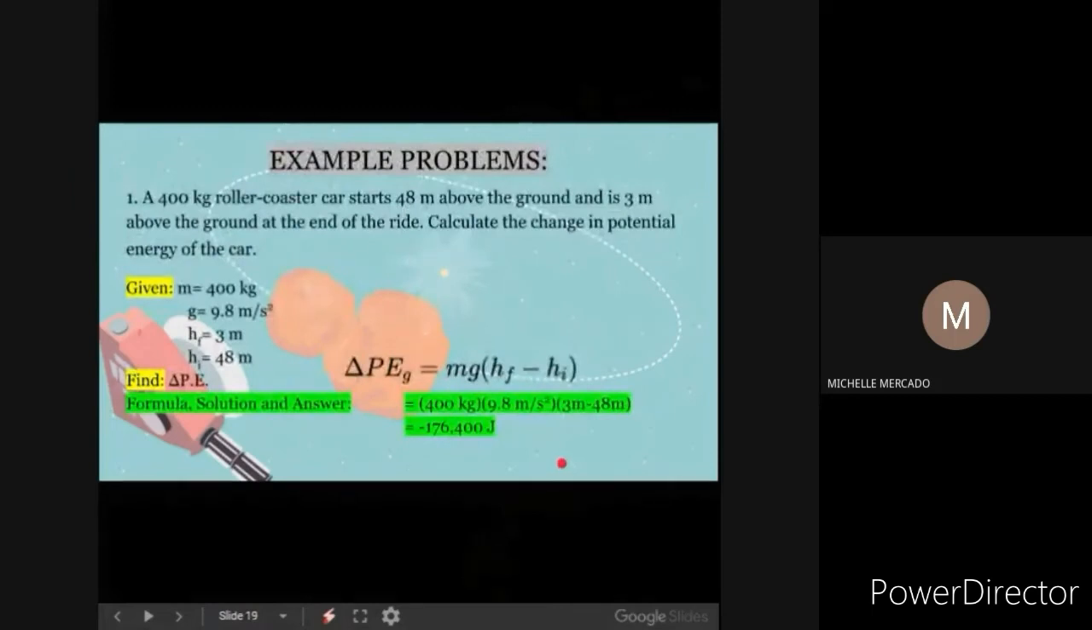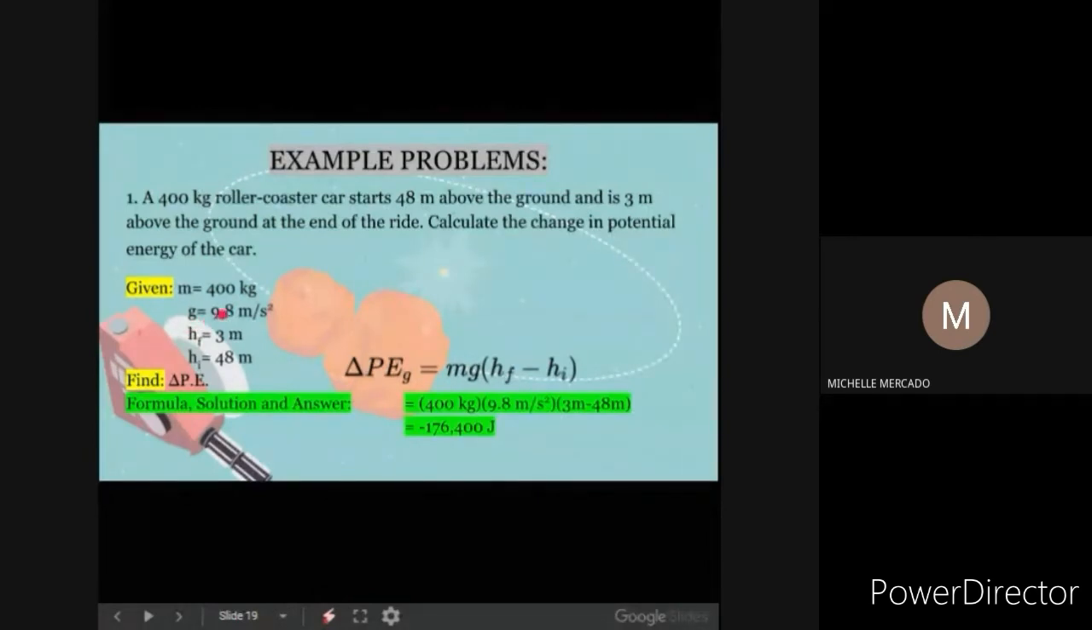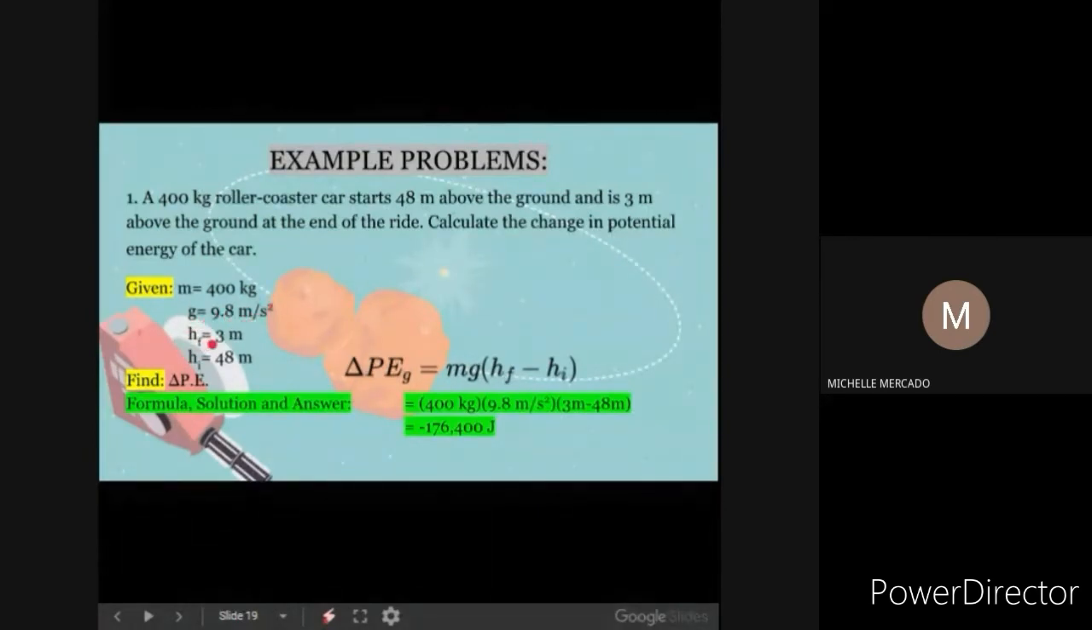Okay, example problem natin, number 1. A 400-kilogram roller coaster car starts 48 meters above the ground and is 3 meters above the ground at the end of the ride. Calculate the change in potential energy of the car. So again, identify the given. The given mass is 400 kilograms. The constant value of gravity is 9.8 meters per second squared. The final height is 3 meters. The initial height is 48 meters. Then we're going to find the change in potential energy of the car.